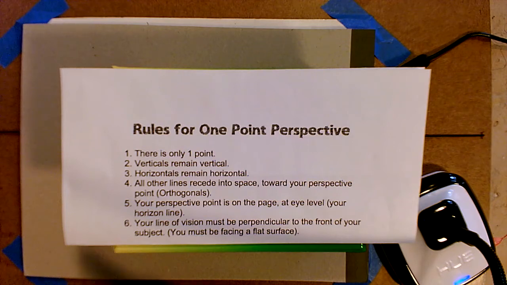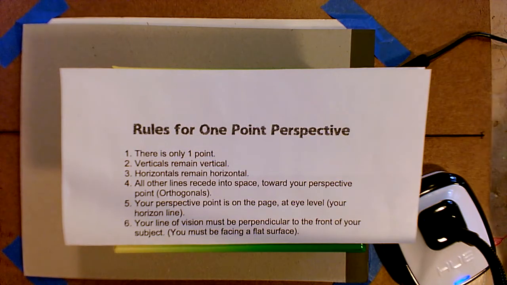Verticals remain vertical and horizontals remain horizontal. So everything looks like a rectangle if you're looking directly at it. And anything else that is going back into space is called an orthogonal line, and your orthogonals are all receding towards your perspective point. In one-point perspective, your perspective point is on the page at your eye level line, and your line of vision must be perpendicular to the front of the object.